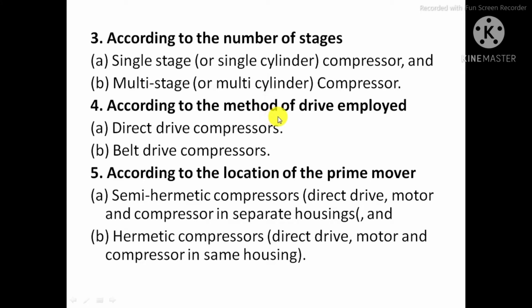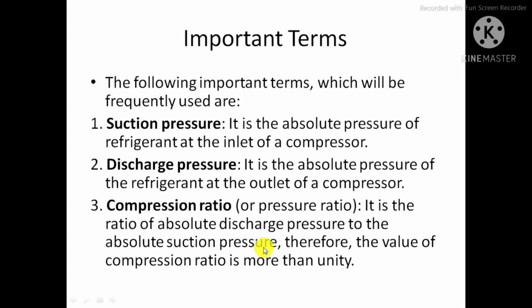According to the method of drive employed, we can have direct drive compressors and belt drive compressors. According to the location of the prime mover, that is the motor, we have two types: the semi-hermetic compressor, in which the motor and compressor are in separate housings, and the hermetic compressor, where the motor and compressor are in the same housing. So that was about the classification.